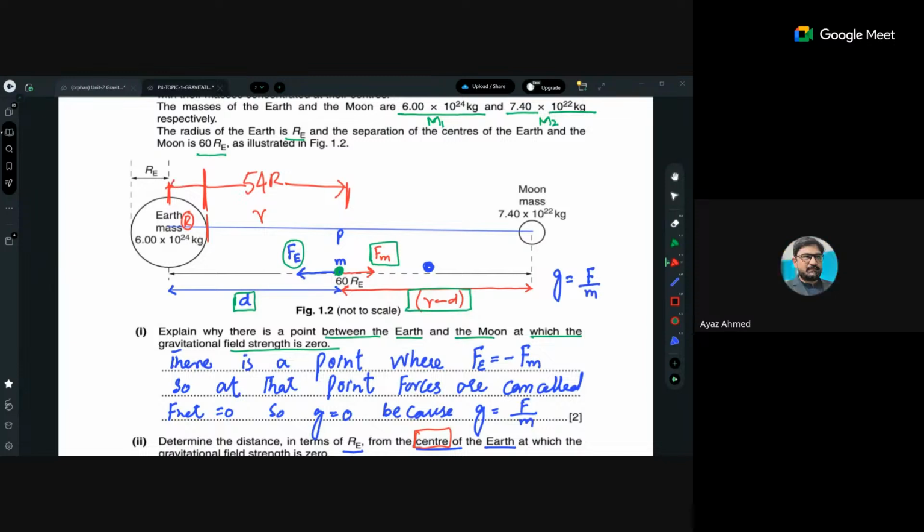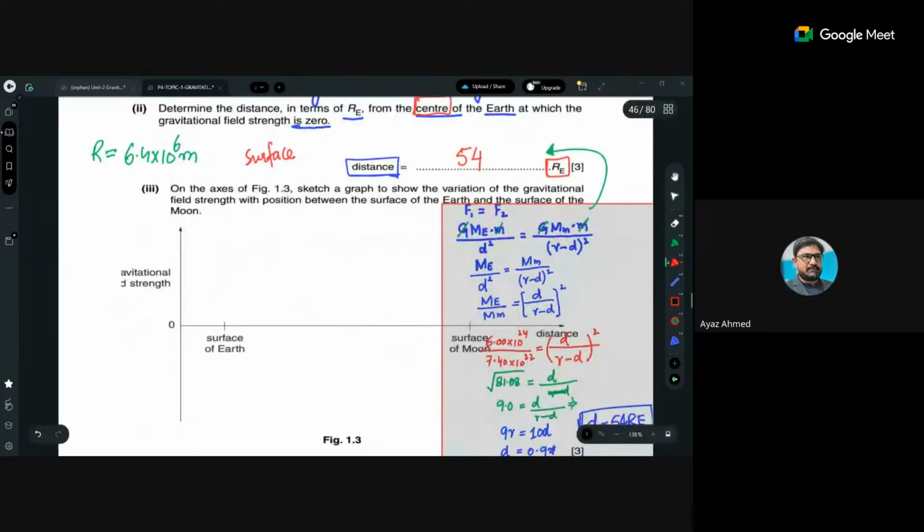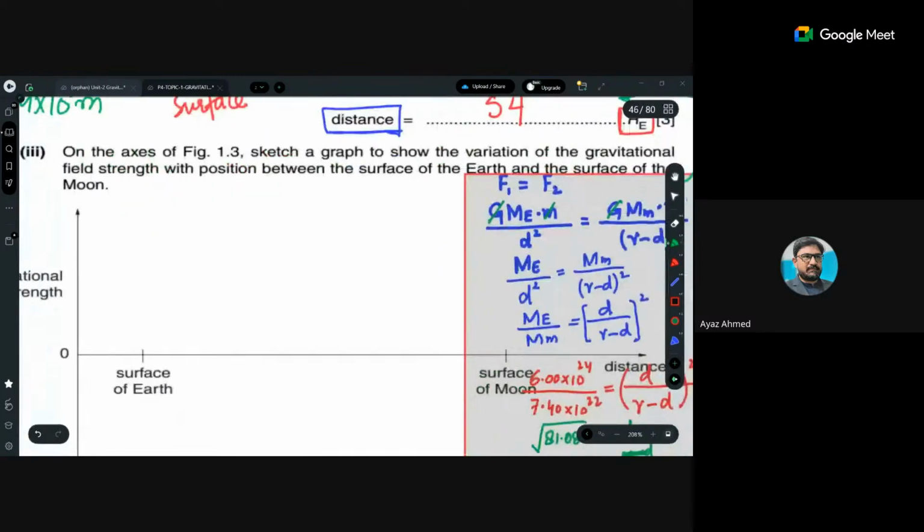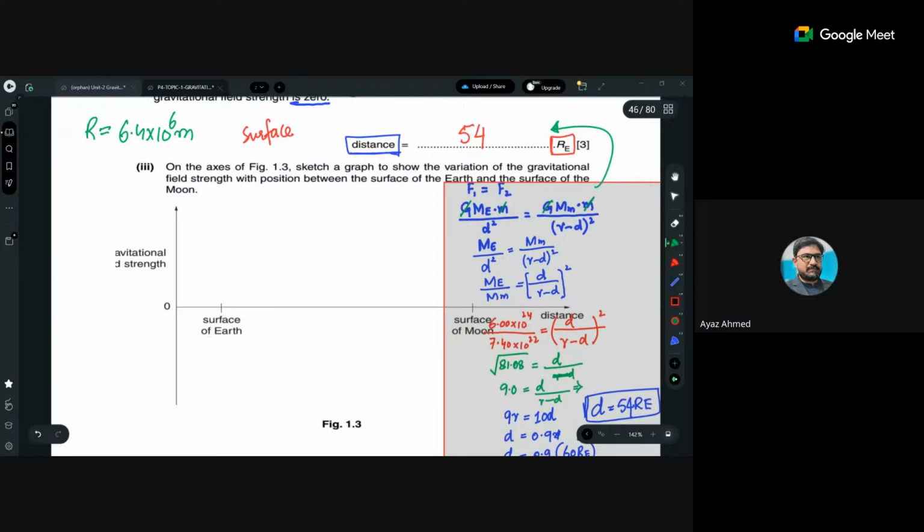सही है, सही। So just consider, I'm just giving you the ideas about the questions. Questions can be from different domains, but they would be having the same pattern. Okay? अब वो कह रहा है कि on the axis of figure 1.3, sketch the graph to show the variation of gravitational field strength with position between the surface of the earth and the surface of the moon. So the surface of the earth is here, okay, and then the surface of the moon is here.